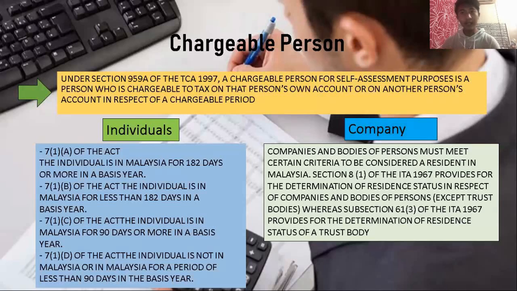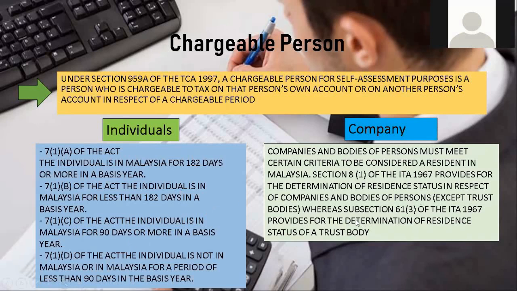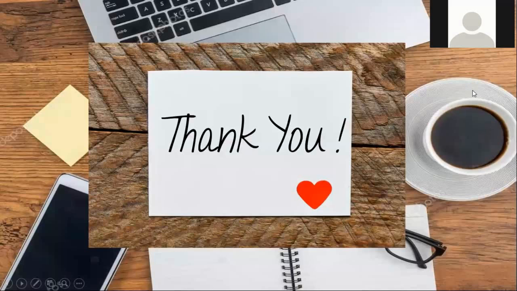After that is a company. Companies and bodies of persons must meet certain criteria to be considered resident in Malaysia. Section 8(1) of the ITA 1967 provides for the determination of resident status in respect of companies and bodies of persons, except trust bodies, with subsection 61(3) of the ITA 1967 providing for the determination of resident status of a trust body. So that's the last point. Thank you.